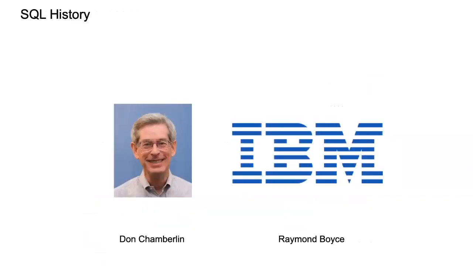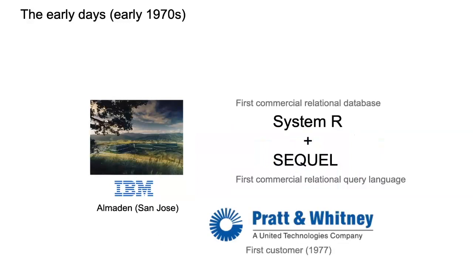So SQL was born actually at IBM from Don Chamberlain and Raymond Boyce as an early prototype in the 70s. It's already 50 years old. It was in San Jose in California, in what is now known as the Almaden laboratory. It was called System R, and initially SQL, S-E-Q-U-E-L, meant Structured English Query Language. And that was actually sold. They were making money with that. The first customer was Pratt & Whitney, which still exists today, in 1977.